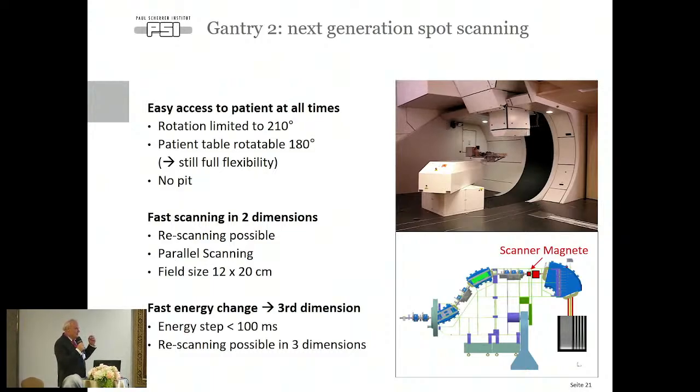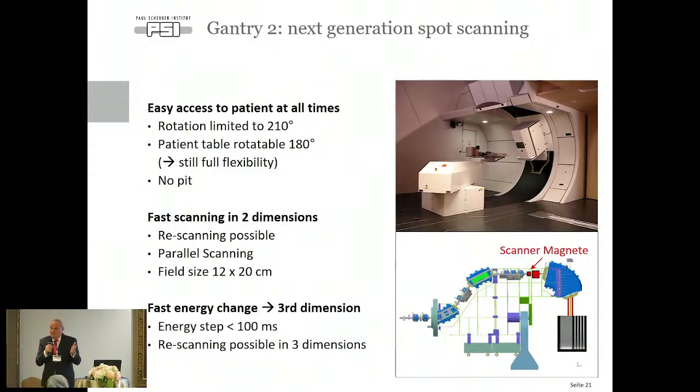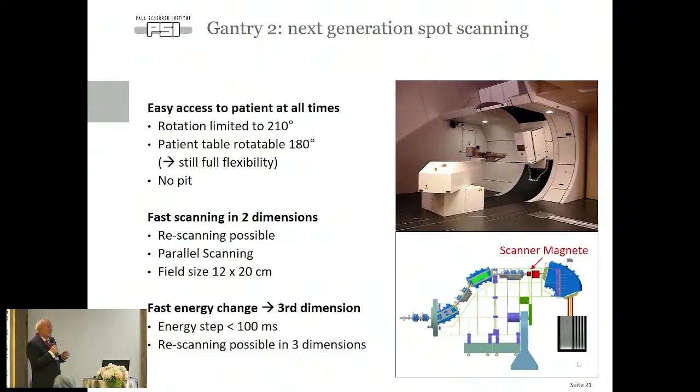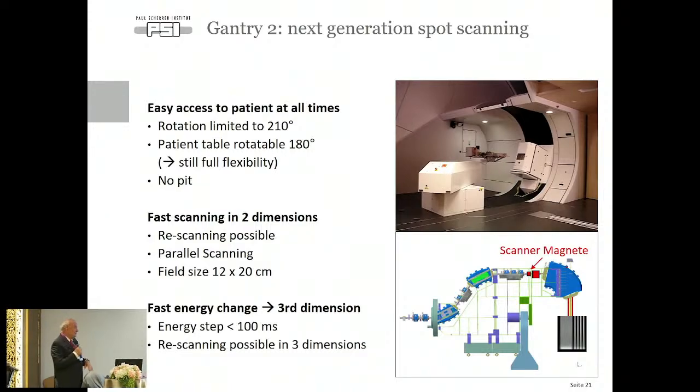But scanning speed is important if you want to treat moving targets. A tumor in the brain is always fixed, but if you have a tumor in the pelvis and the patient breathes, it can move a few centimeters. And this is a problem for spot scanning, because then you don't have this precision, which is the advantage of protons. But if you are fast enough, there are ways to compensate for this organ motion.